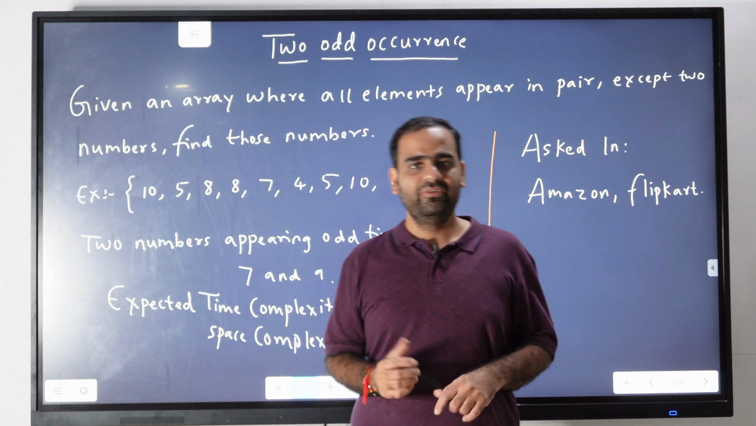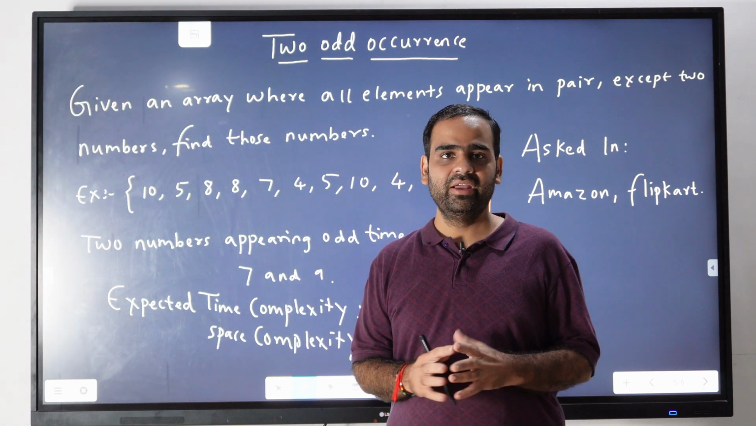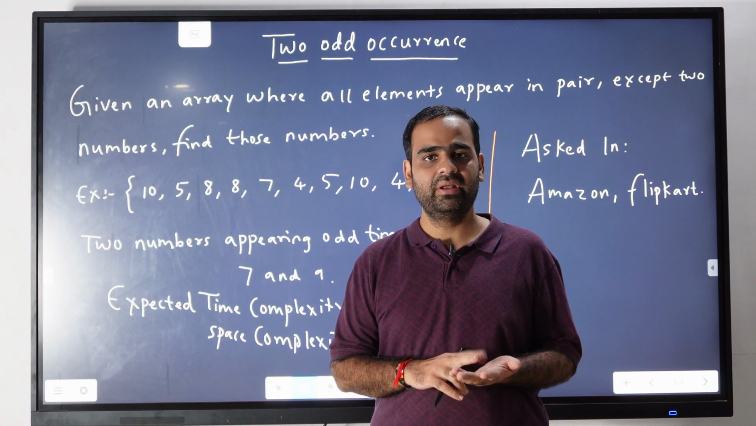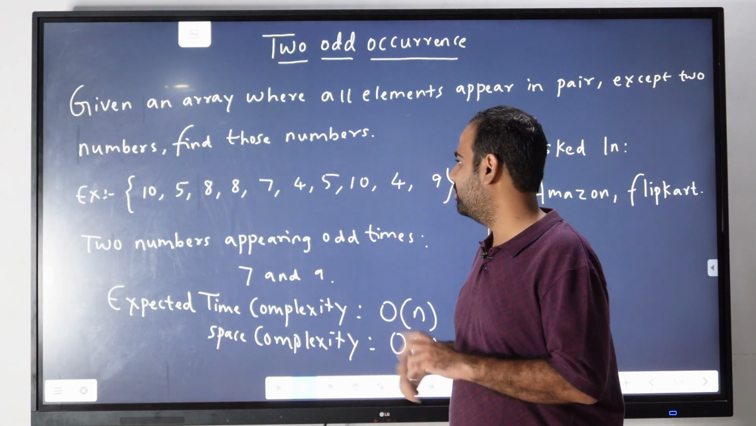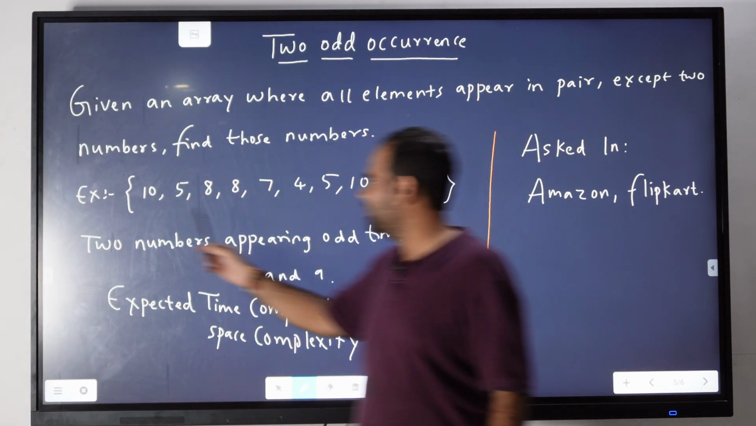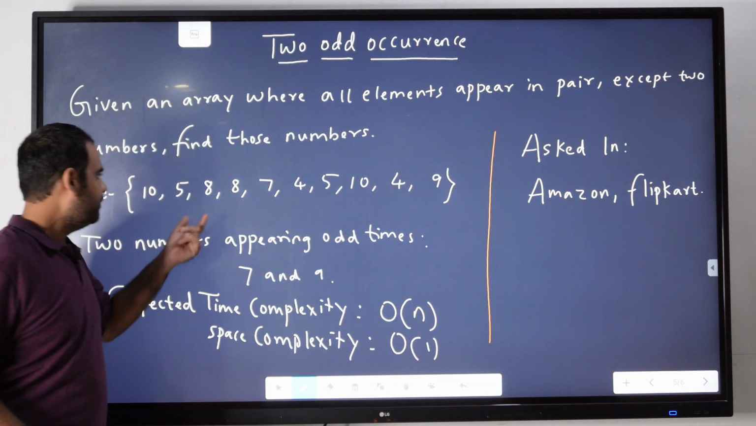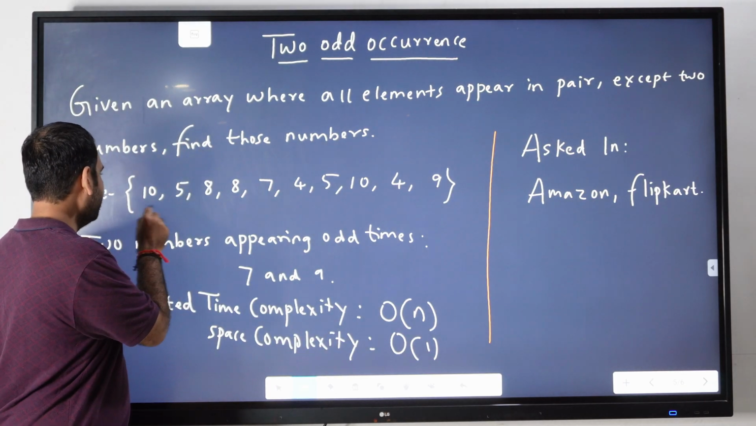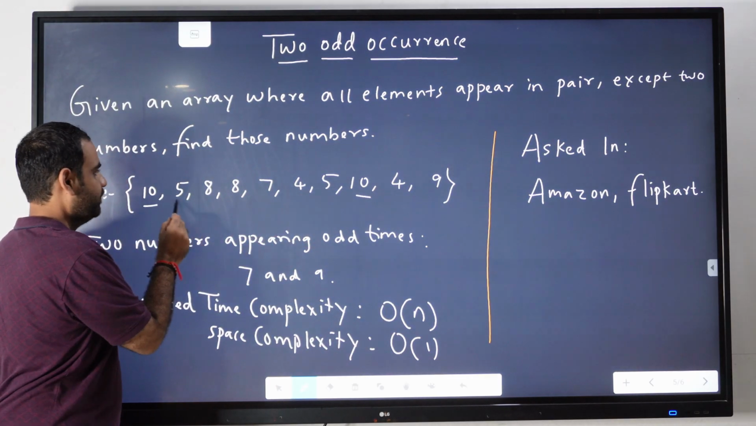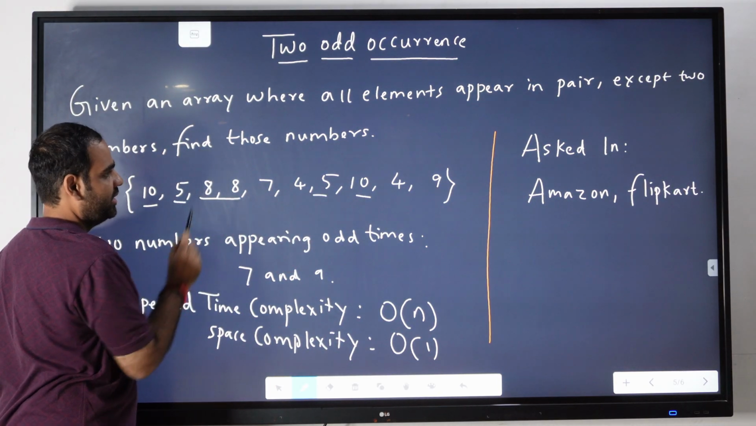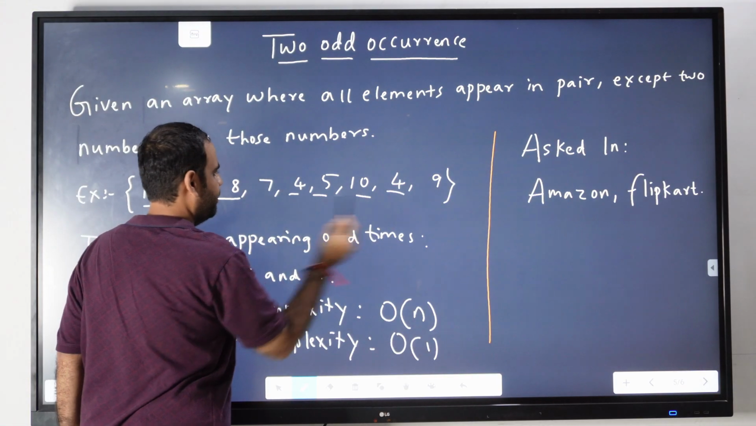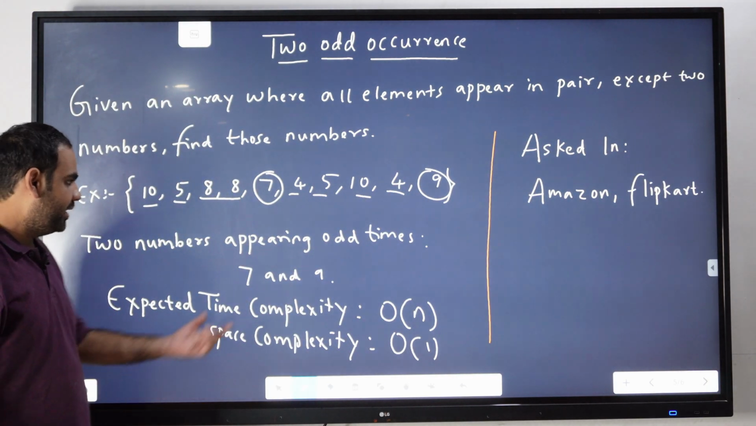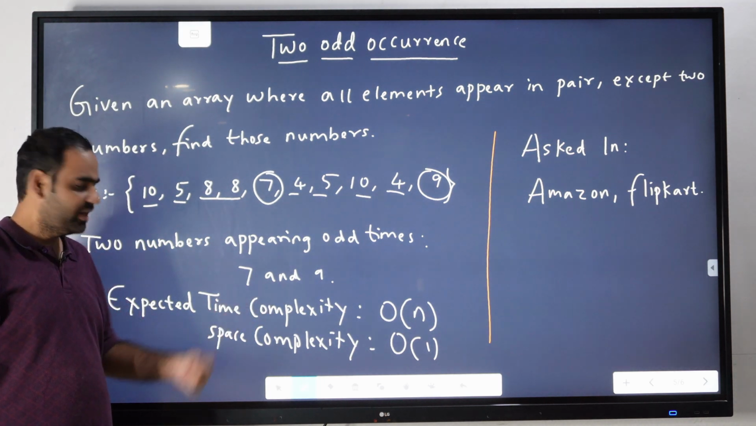Hello everyone, we are given a question where we are given an array, and all numbers appear in pairs except two numbers. See here, if this is the given array: 10, 5, 8, 8, 7, 4, 5, 10, 4, 9, we see that 10 has a pair, 5 has a pair, similarly 8 has a pair, 4 has a pair, but 7 and 9 do not appear in pairs. Therefore, the answer is 7 and 9.